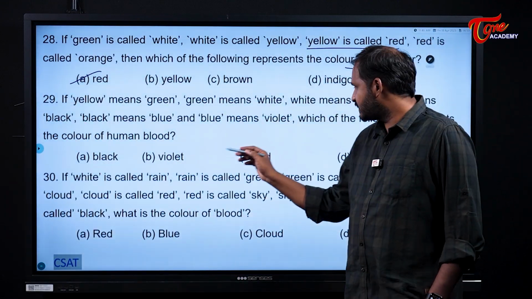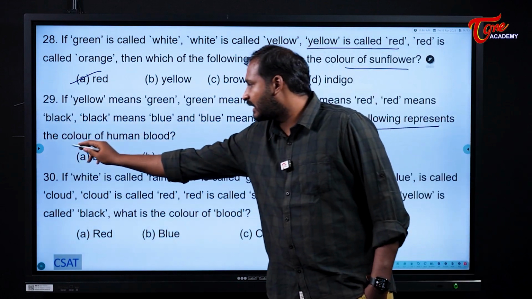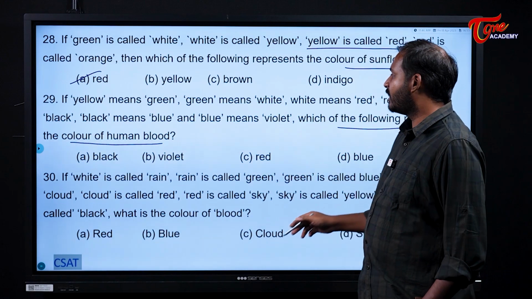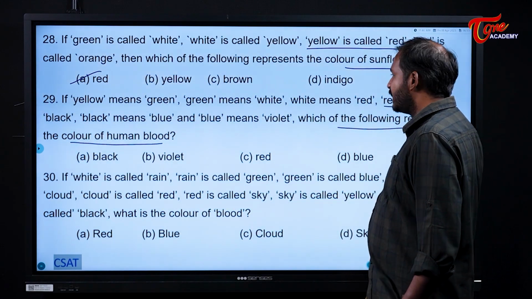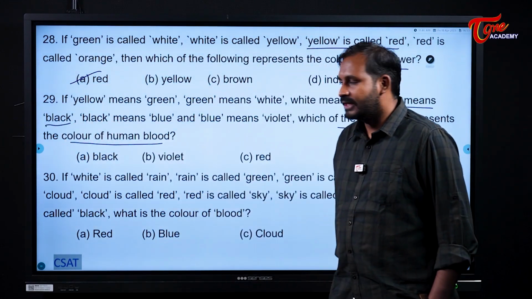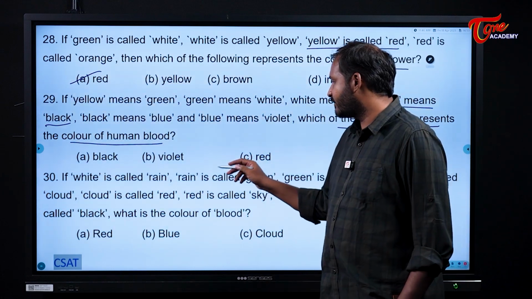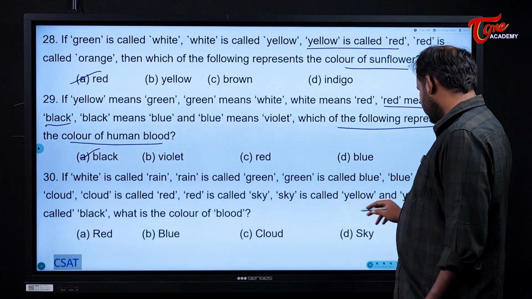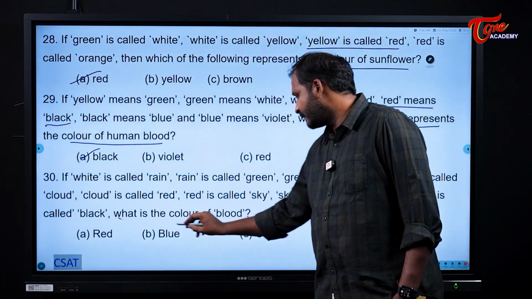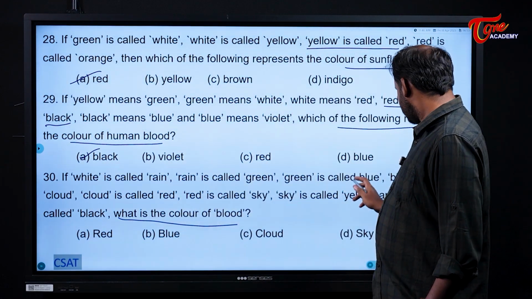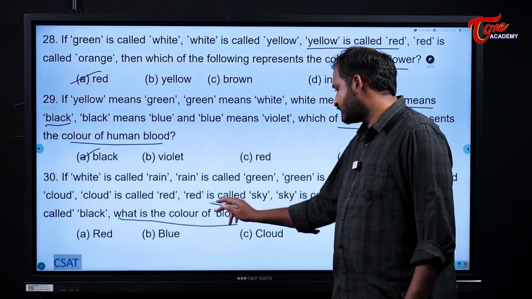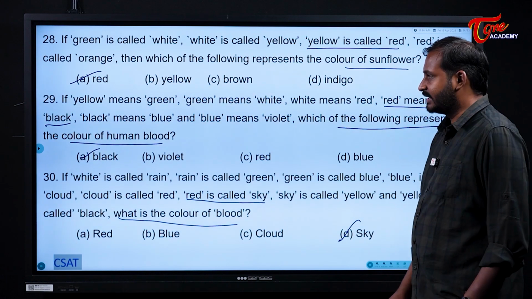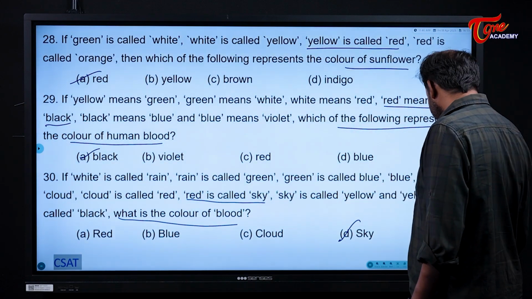Similarly, the same case. Which of the following represents the color of human blood? Human blood will in general be red in color. But what is red called here? Red means black. So our answer here becomes black. Next, similarly, what is the color of blood? This one is also red. So what can we say, red is called what? Sky. So our answer here becomes sky. This is a general and simple question, students.